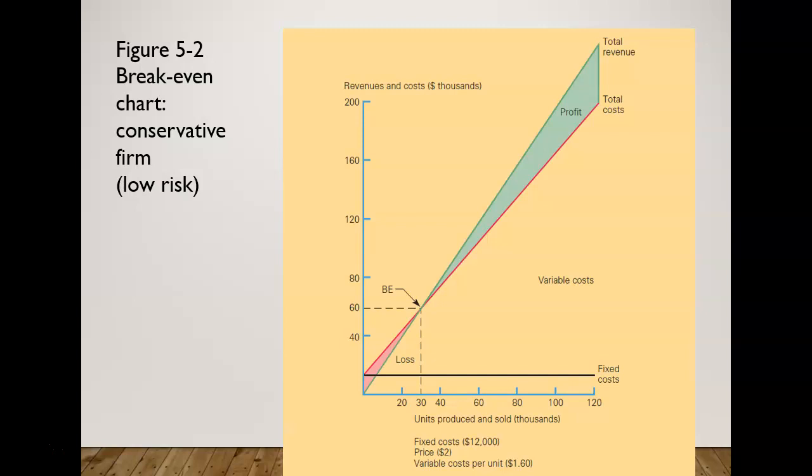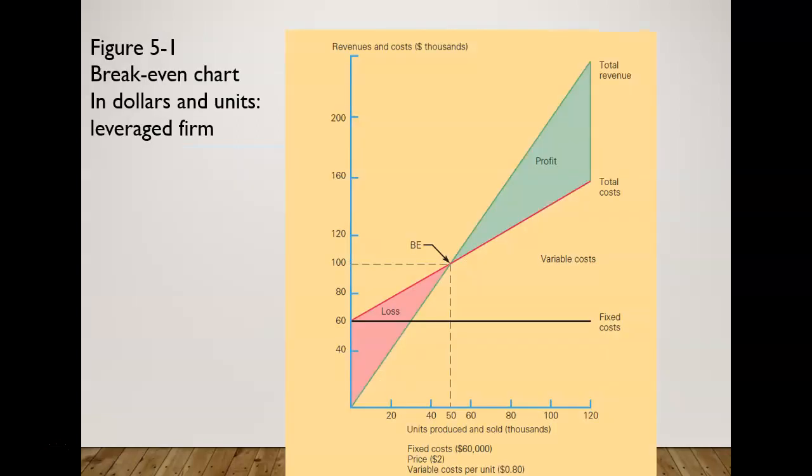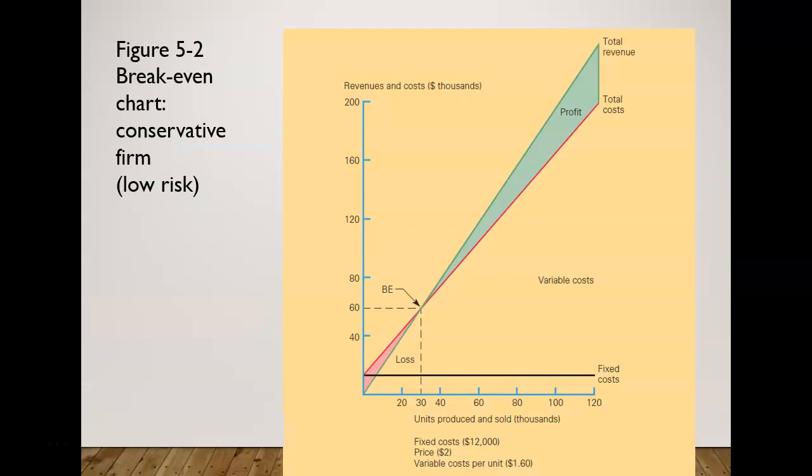fixed cost. So a lower fixed cost would mean a lower break-even point. So rather than needing to sell 50,000 units to break even, as in this example here, a more conservative firm would need to sell 30,000 units to break even, and the revenue would be $60,000. This more conservative firm would need to generate $60,000 to break even.